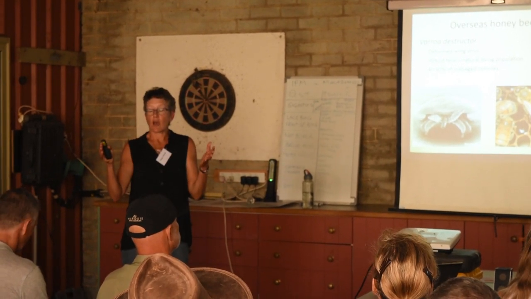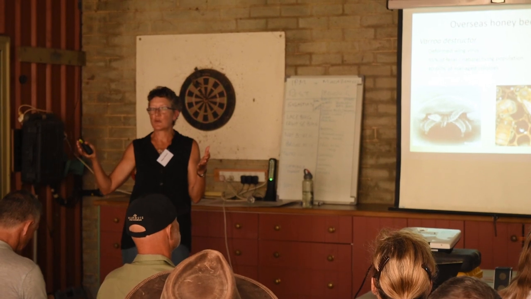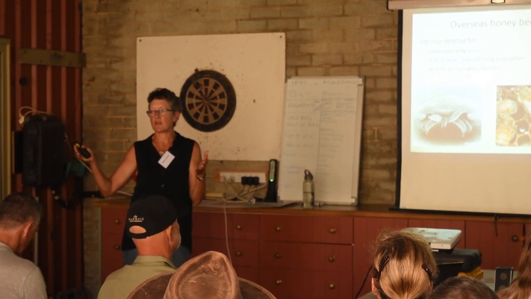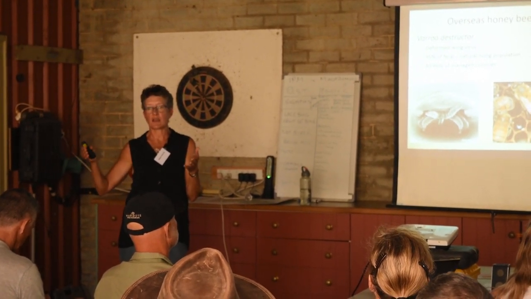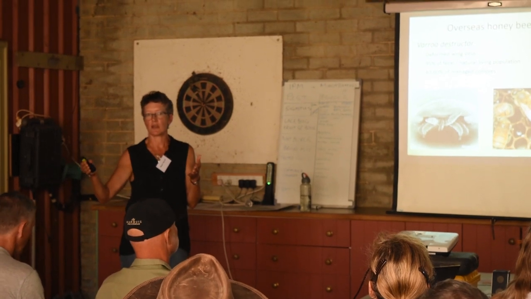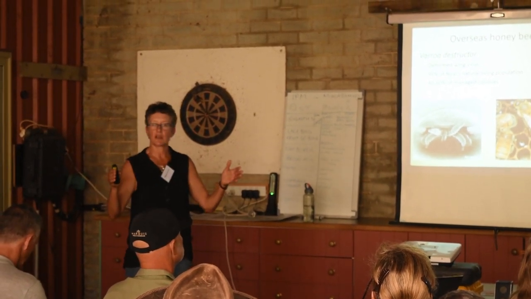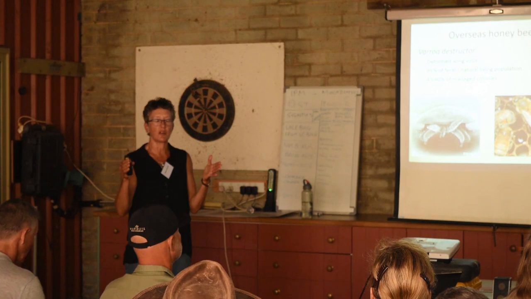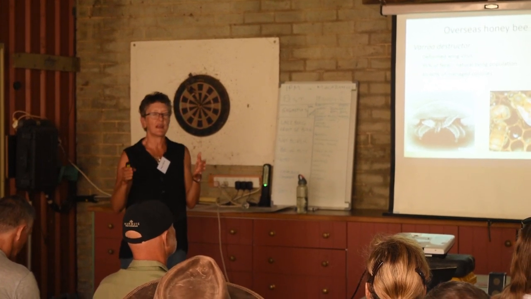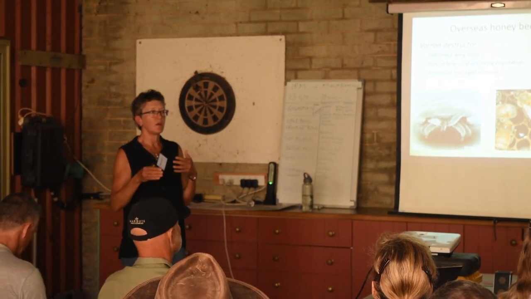And they can cope until they get to the point where somebody needs to feed them. So if they can't fly, they can't forage, and they can't feed the colony. So that's why it takes so long. It can take 2 to 4 years for a colony to starve to death. And that's what happens with the ferals.